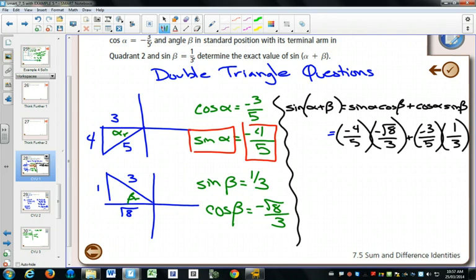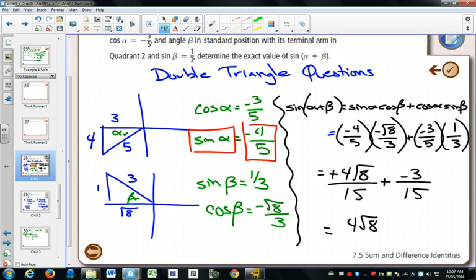So now we can multiply things through. We're going to get positive 4 root 8 over 15 plus a negative 3 over 15. So our final answer will be 4 root 8 minus 3 all over 15. And the questions you can do for this one are number 8 and 13.